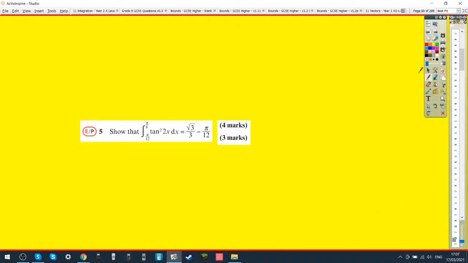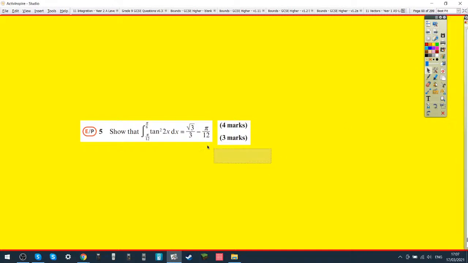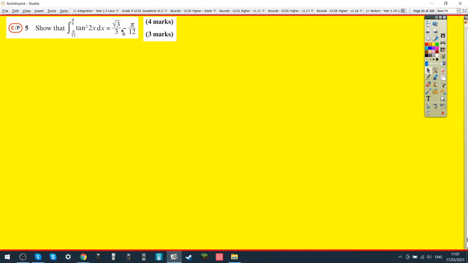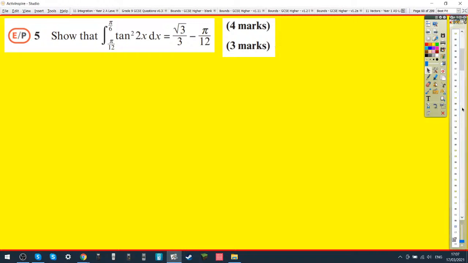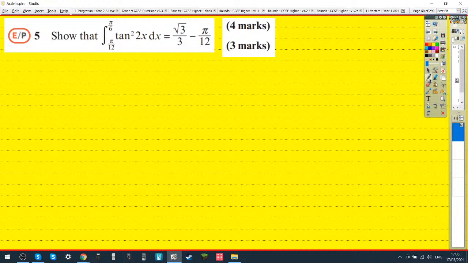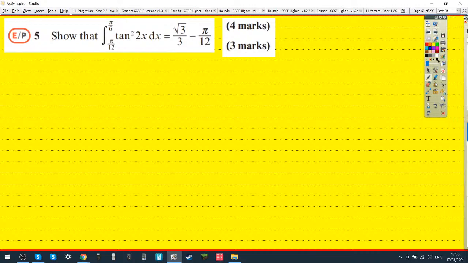Right, exam time. Okay, so first do we rewrite the tan squared 2x as sec squared 2x plus c? No, we write it as sec squared 2x minus 1. Oh, yeah.